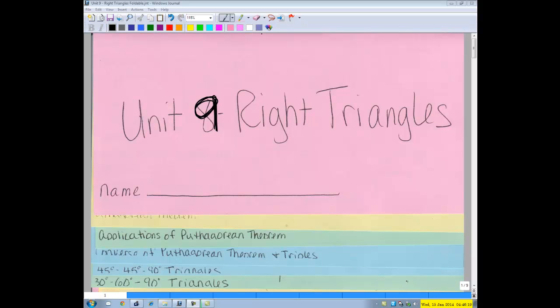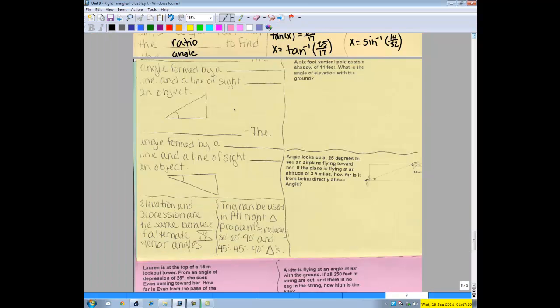Okay, so we are going to finish up our foldable. We are going to leave the back side, but that's basically because we've run out of time. So, turn to the last flap of your foldable. It should look like this, and it says angle of elevation.